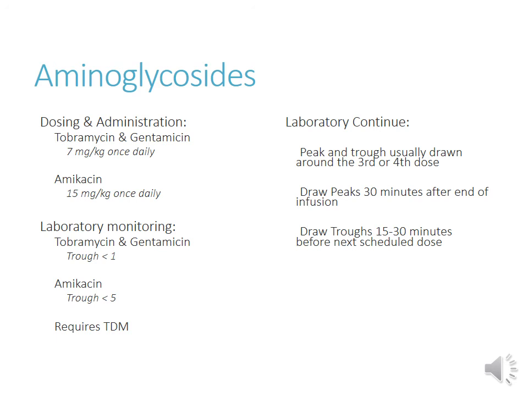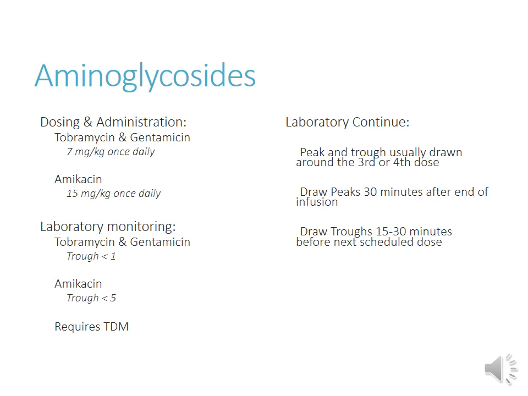All right. Again, this is going to be one of those things where you do not want to draw a trough too early, because if you do, you may not have the full picture. So you want to make sure you're doing it before the third or fourth dose to make sure you're at steady state. And then typically you're going to draw your peaks 30 minutes after the end of the infusion, and then you'll get your troughs roughly 15-30 minutes before.